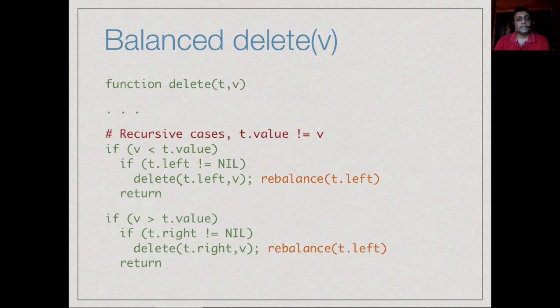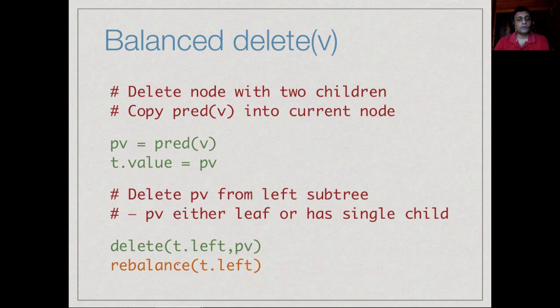The same with the delete. Wherever we do a recursive delete, we rebalance. And then there was this case where we deleted the maximum value of the predecessor. So again, we do a rebalance. So wherever our insert or delete affects the structure of the tree, we just make sure that we rebalance the tree at that point.